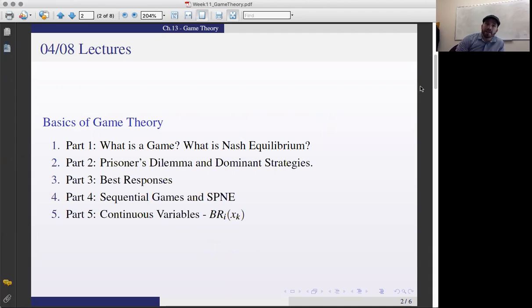I am breaking the entire set of lectures into 5 parts. So in part 2, we will cover Prisoner's Dilemma as an example of a game, and dominant strategies. Then in part 3, much more varied examples and how to use best responses to identify Nash equilibria. Part 4, we'll get into a little bit on sequential games and subgame perfect Nash equilibria. And then part 5, just a brush over auction style games and continuous best response functions.